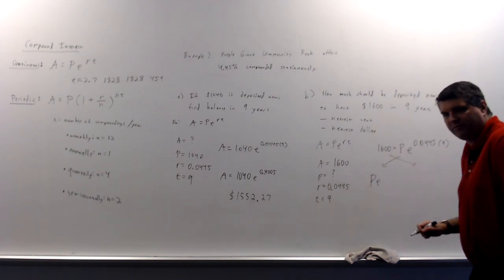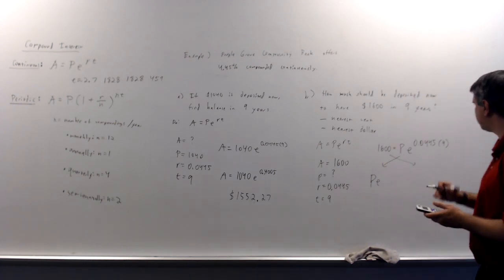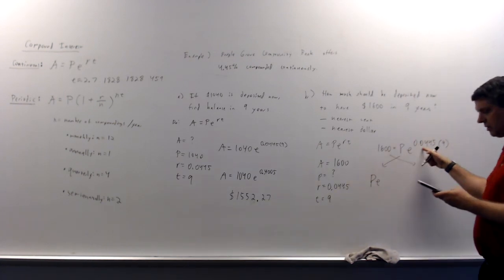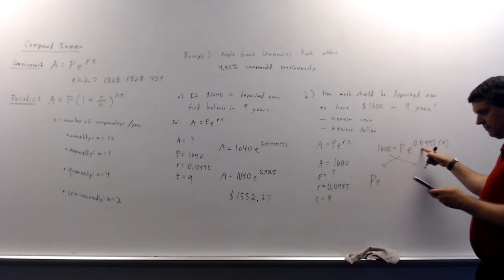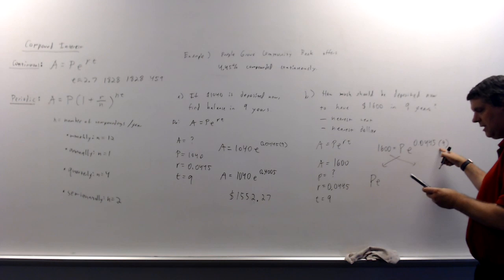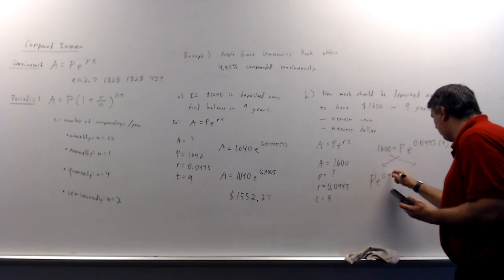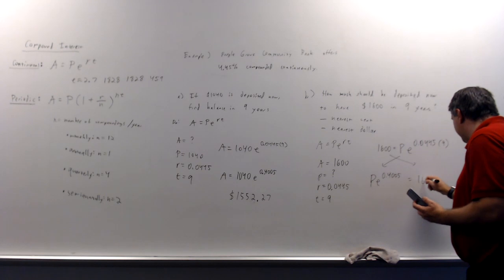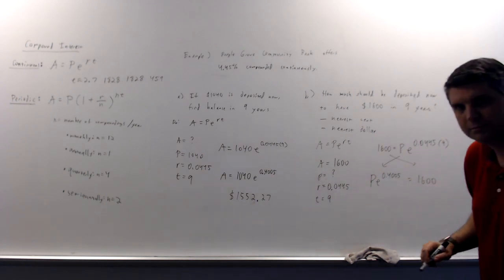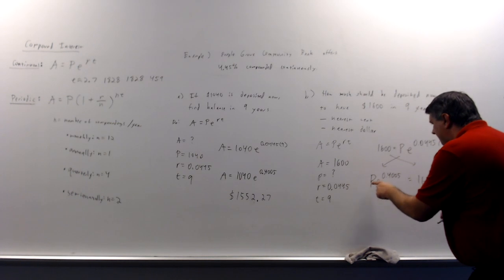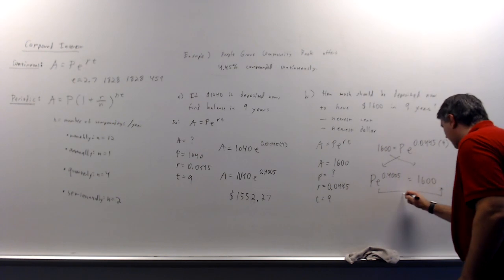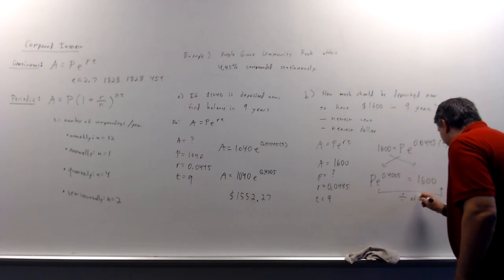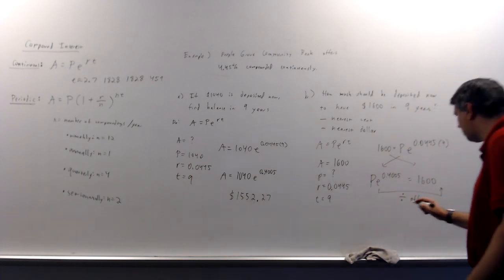I am going to go ahead and simplify the exponent. I'm going to pretend that I don't know what the answer to this is. So 0.0445 times 9 gives me 0.4005. P times e to the 0.4005 equals 1,600. Now, my goal is to undo, I got P times this e to something. I'm going to do the multiplication by dividing. And yes, that is the arithmetic division symbol, and that's what I'm going to use.